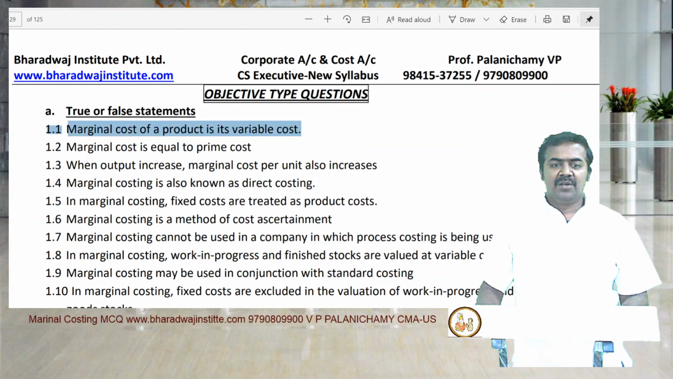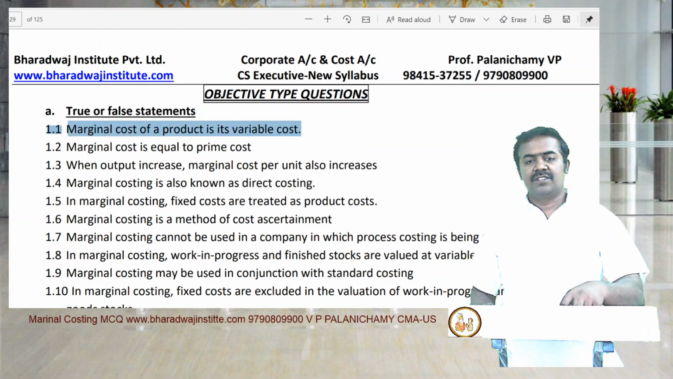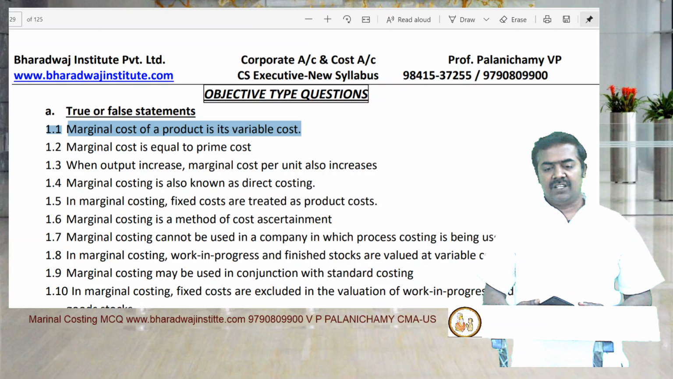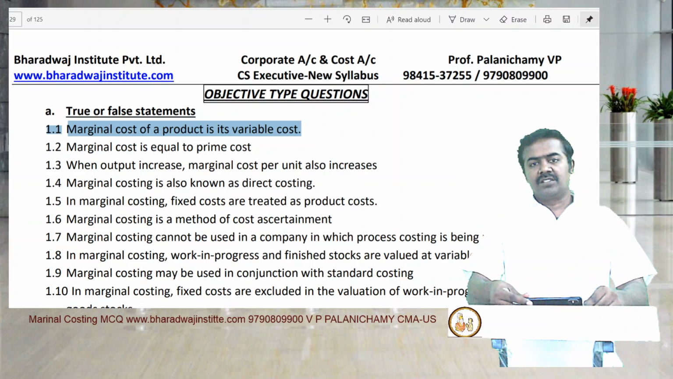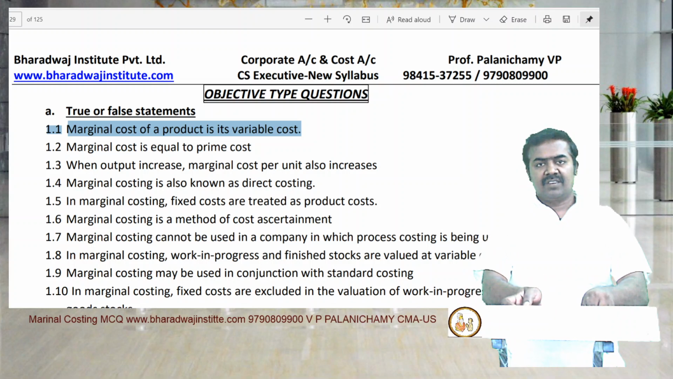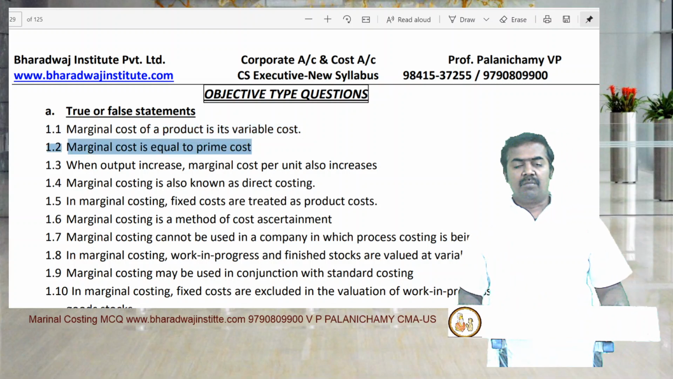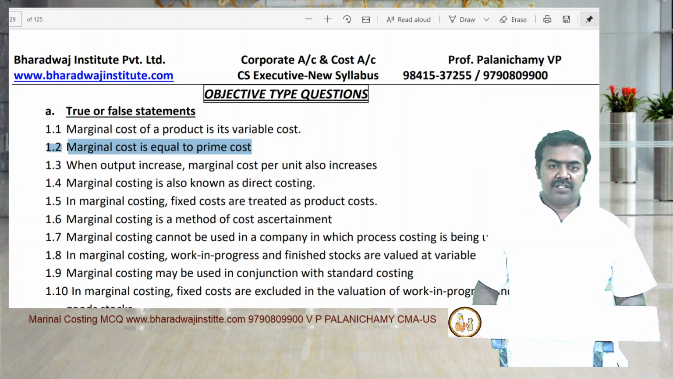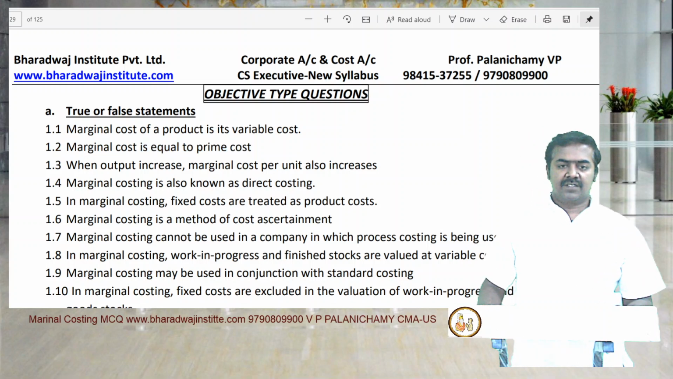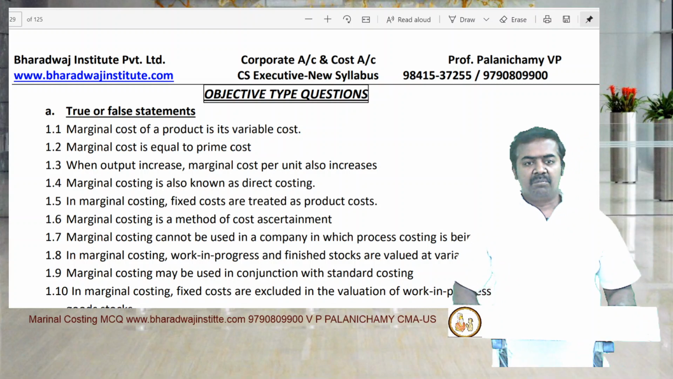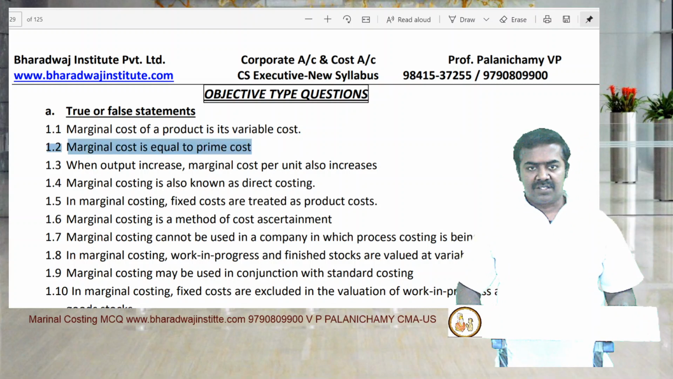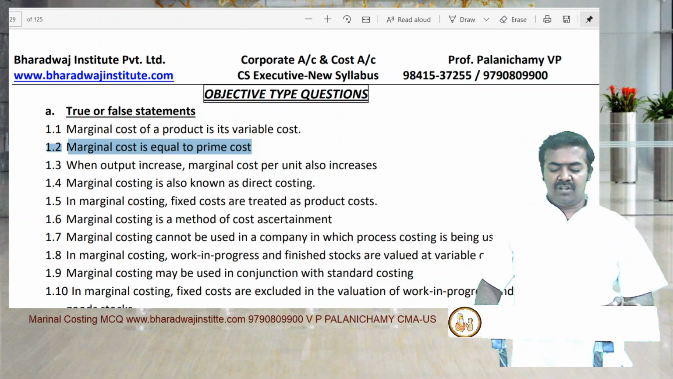Let us begin. Marginal cost of the product is its variable cost. Yes, we had seen in the introduction lecture itself, marginal costing is nothing but variable cost. Marginal cost is equal to variable cost. Marginal cost is equal to prime cost. Is it so? False. First one is true, second one is false. Why? Marginal cost is equal to prime cost plus all variable expenses. Prime cost is a variable cost plus all variable expenses.